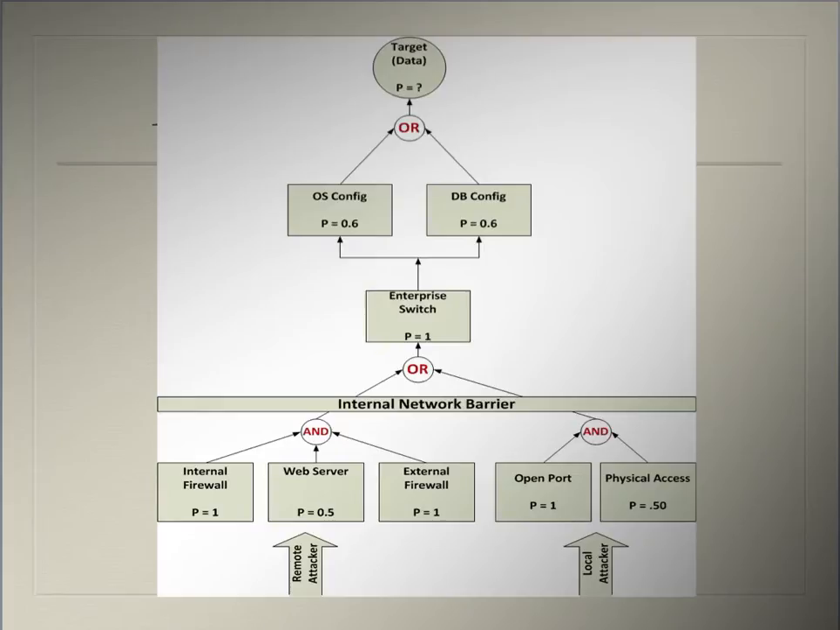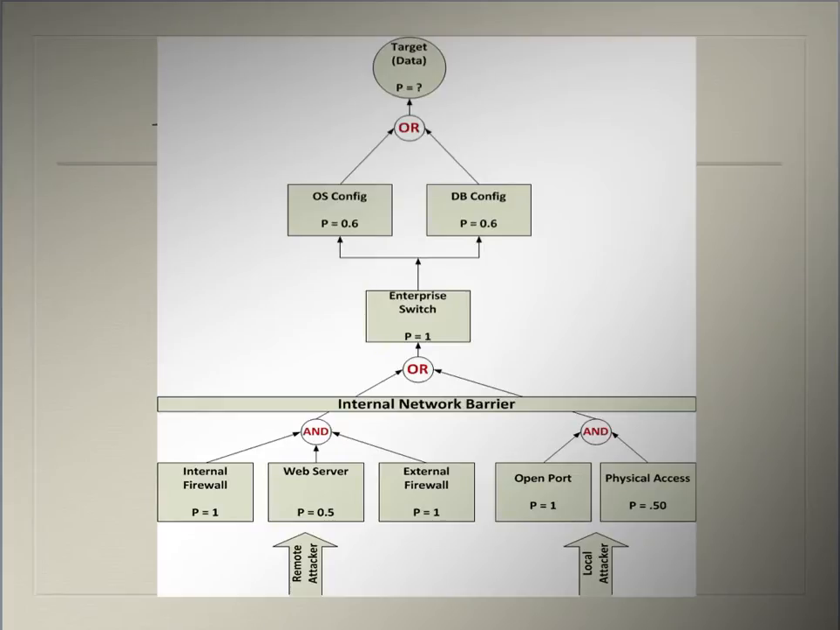Once you arrive at the server, you can either get to the target data through the operating system and just copy the whole database off and take it home with you, or you can go through the database config and just copy the data. The database config primarily being the security configuration. Based on the attack tree we did on the OS and the attack tree we did on the database configuration, we see that there's a probability of 60% that an attacker would be able to get through either one of those.